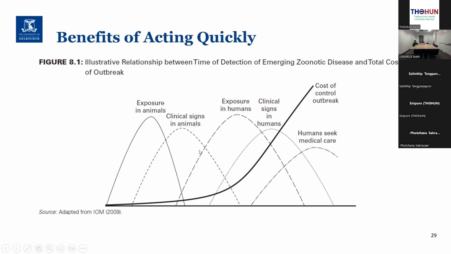Unfortunately, the longer you wait, the more exposure there is now to humans, and then clinical signs in humans. And once the clinical signs in humans happen, you see a massive increase in the cost of controlling an outbreak. So this is why disease surveillance inside of the animal population is so important, but it's absolutely a global public good. And the economists on the call know that public goods are difficult to finance.